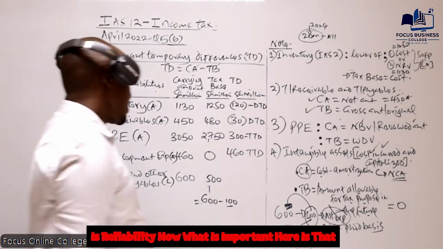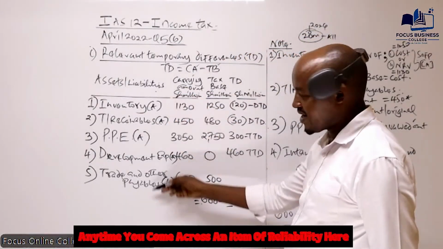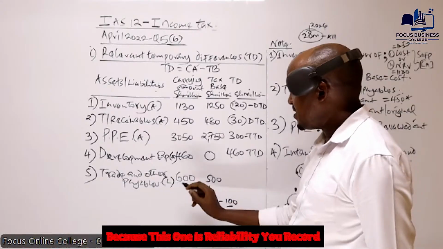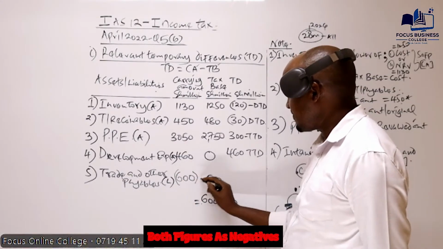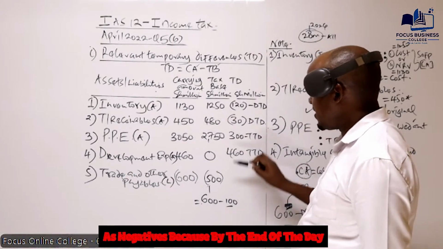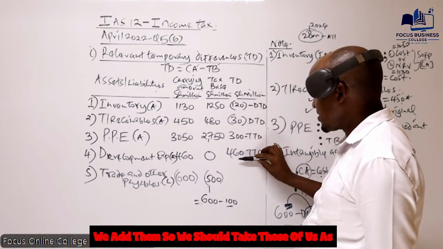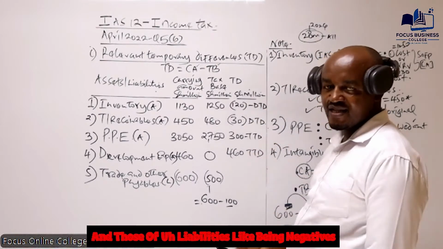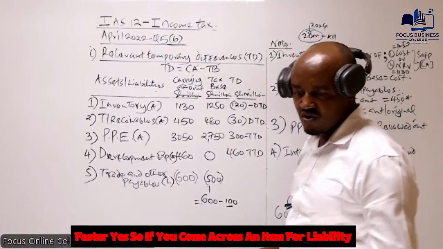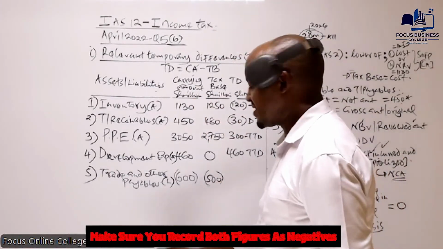Now, what is important here is for you to note, anytime you come across an item of a liability here, because this one is a liability, you record both figures as negatives. Because by the end of the day, we will take these temporary differences and add them. So we should take those of assets and those of liabilities like being negatives. So if you come across an item for liability, make sure you record both figures as negatives.